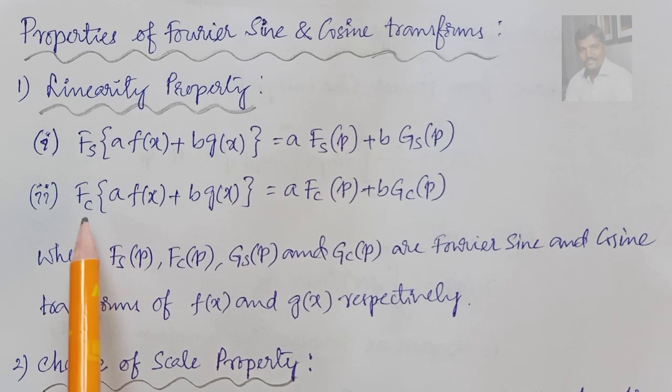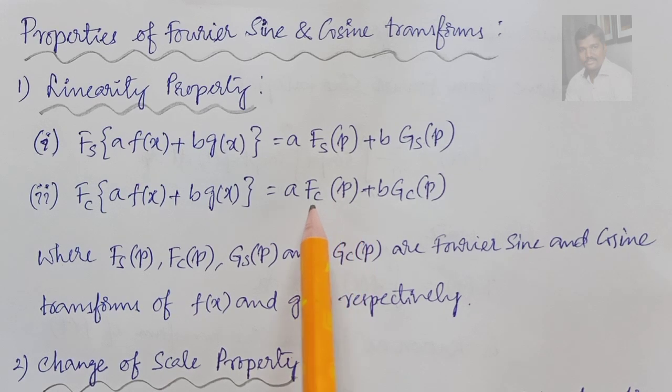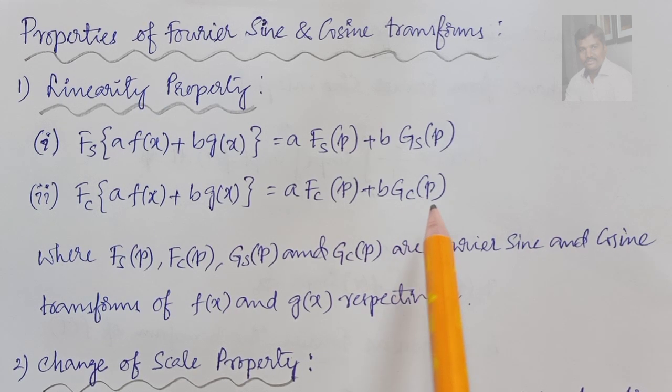Similarly, Fc, the Fourier cosine transform of a into f of x plus b into g of x, is equal to a into the Fourier cosine transform of f of x, that is Fc of p, plus b into the Fourier cosine transform of g of x, that is Gc of p.